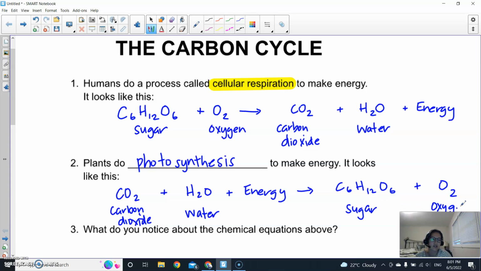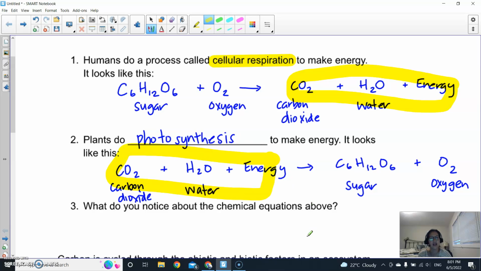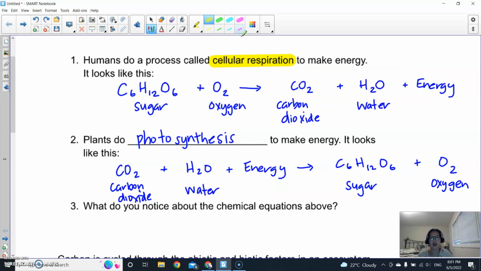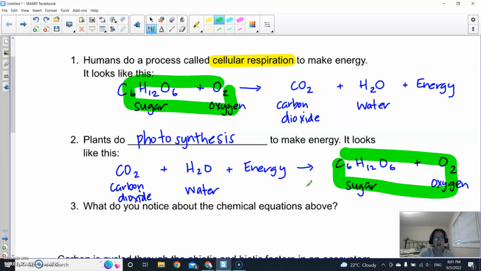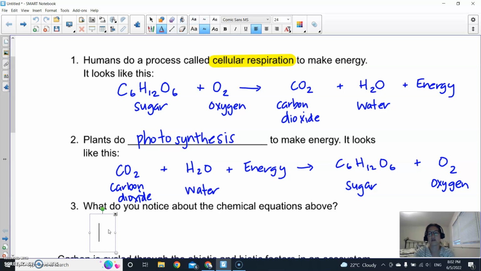Now, what do you notice about these two chemical equations from up above? Well, what we notice is that they are reverse. This part right over here is the same thing as this part over here, and this part over here is the same as this part over here. So we actually notice that they are reverse processes, and we're just going to write that down. Reverse processes. We'll just keep it at that.